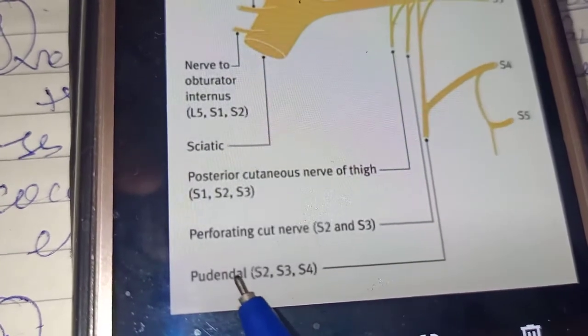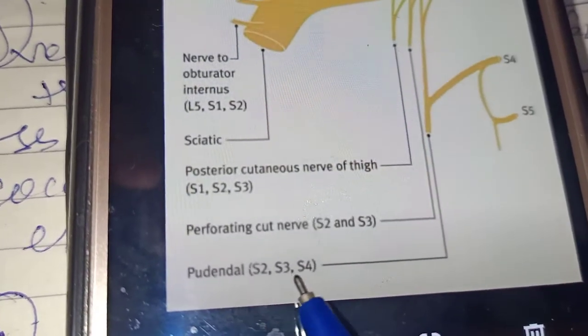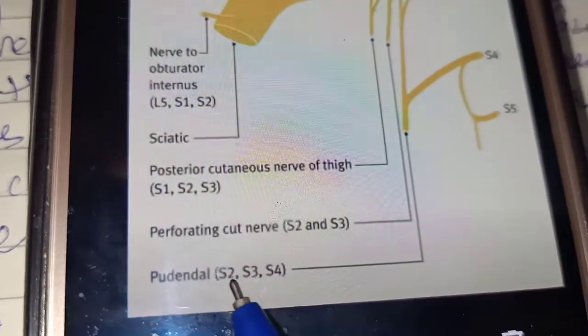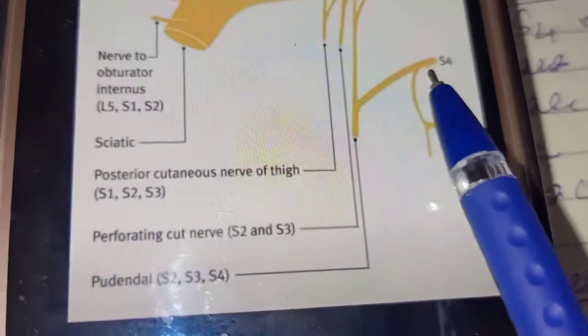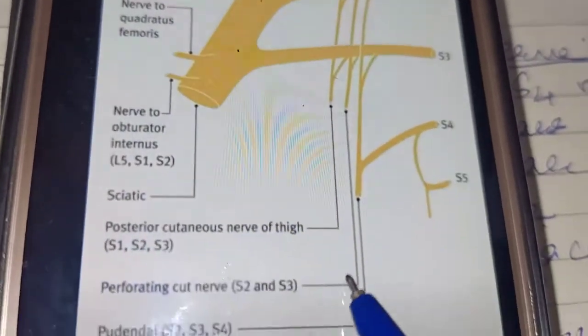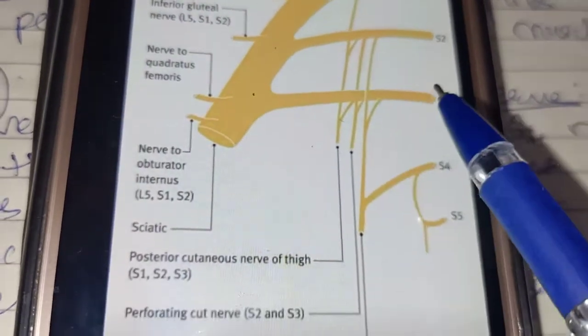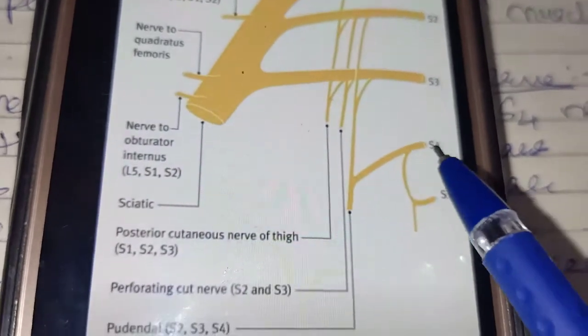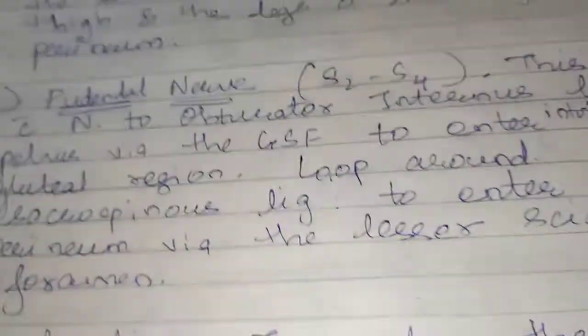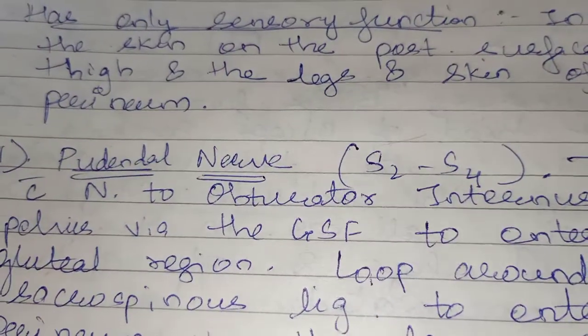So the root value of the pudendal nerve is S2 to S4, and that of the posterior cutaneous nerve is S1 to S3. This is S2 to S4, this is the pudendal nerve. You can see this is S2, this is S3 and this is S4. So S2, S3, S4 is forming the pudendal nerve.